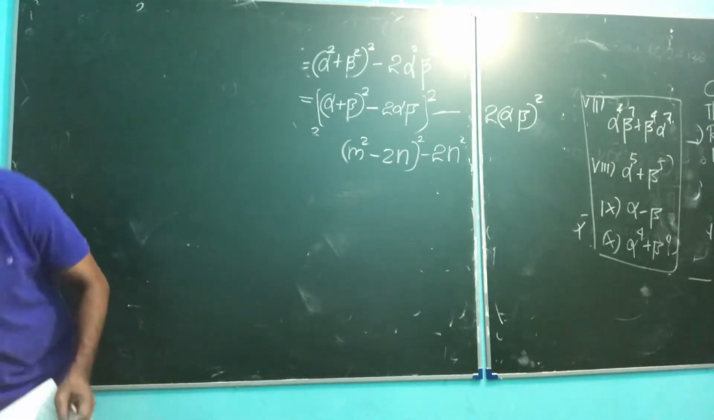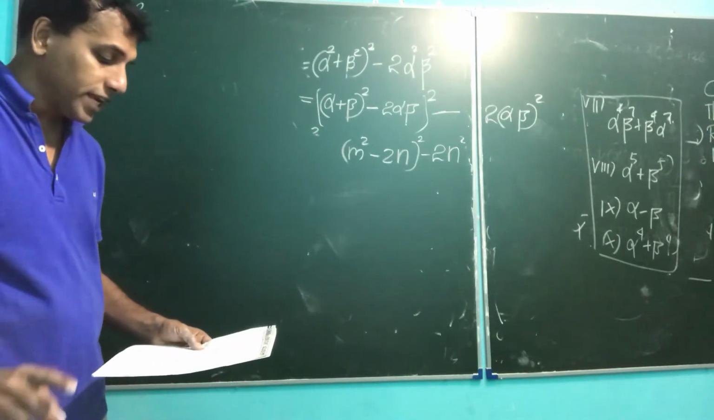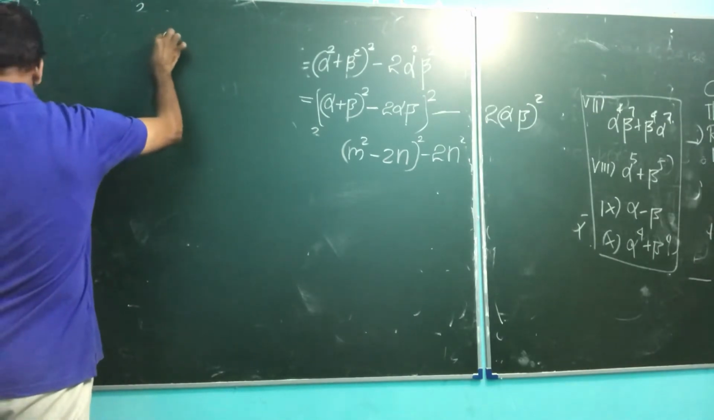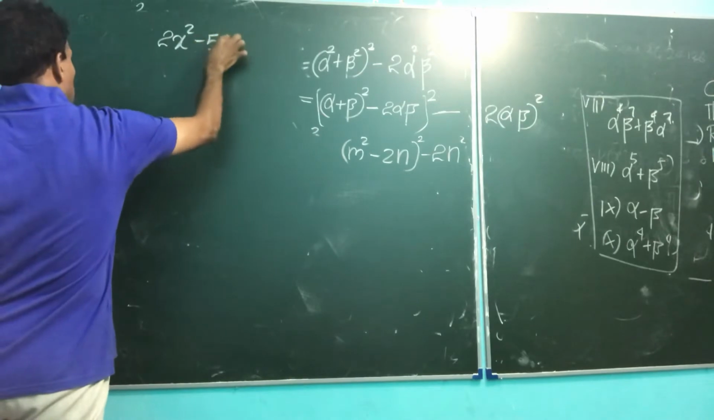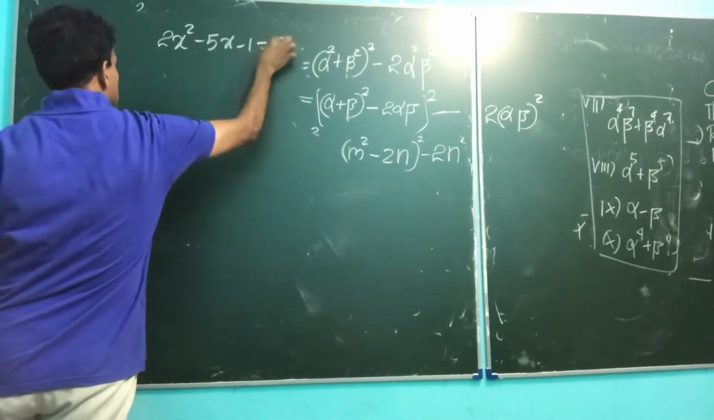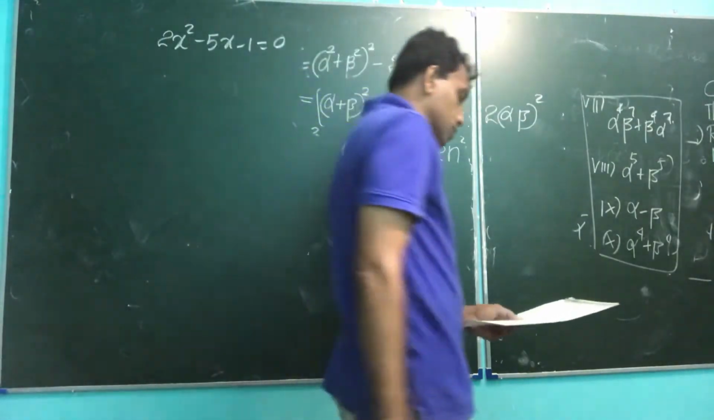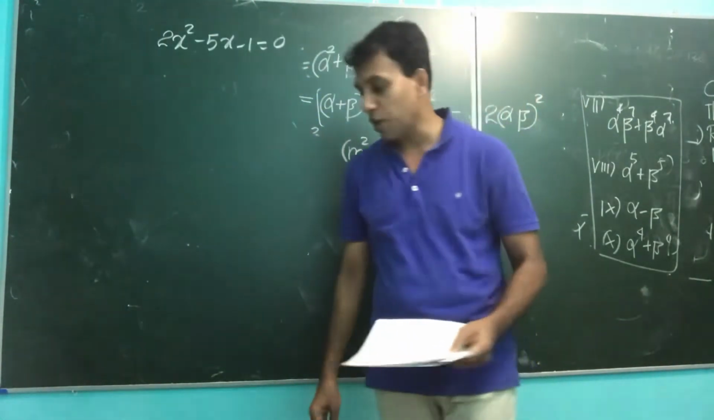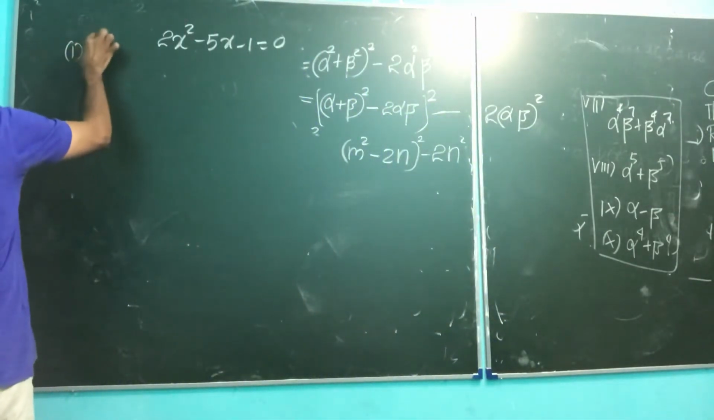So you can see the PDF of the tute. The third question: if alpha and beta are the roots of 2x square minus 5x minus 1 equal to 0, find the value of the following.